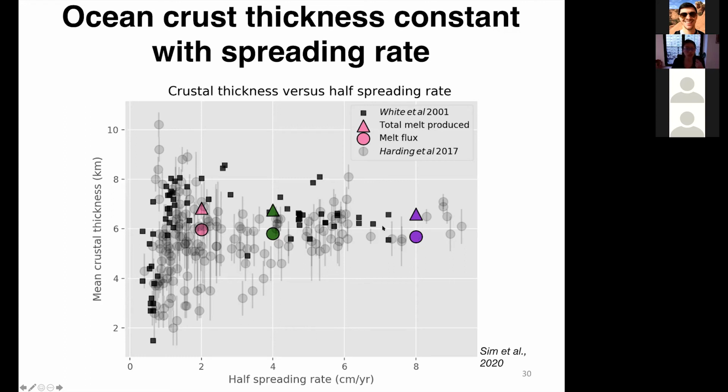And the black squares are from the compilation of seismic observations that I showed in the introduction. And the gray circles are from a more recent compilation of seismic data. This is really just to show that our model predictions fit in pretty well with the observations.